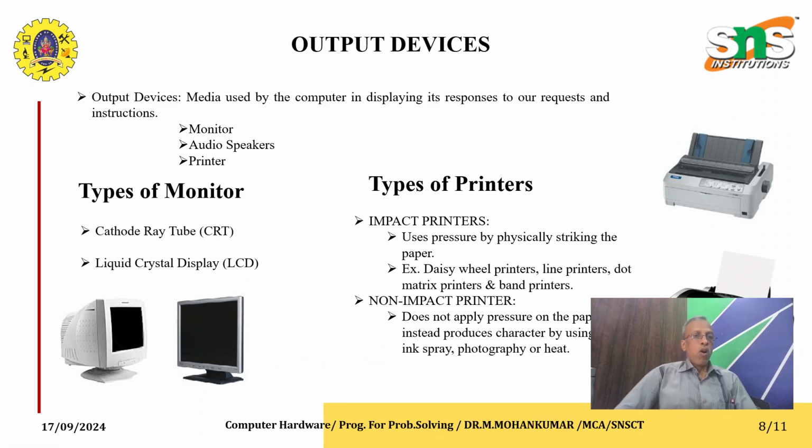Output devices. Output devices are the media used by the computer in displaying its response to our requests and instructions. Here we have three types of output devices: monitors, audio speakers and printers. Types of monitors: the CRT monitor. I already told you about the CRT monitor. This is called a CRT monitor.